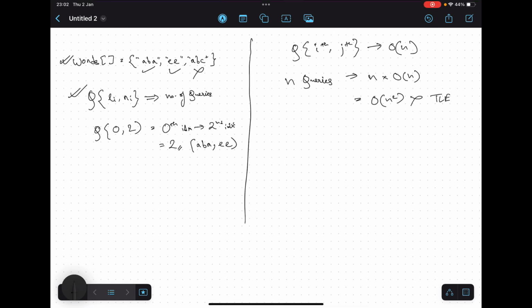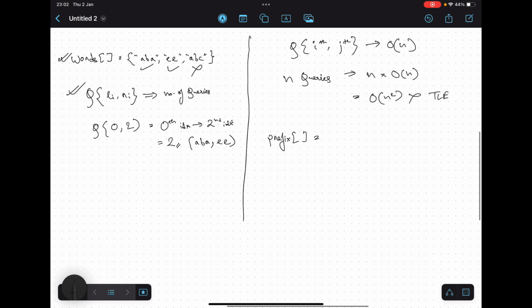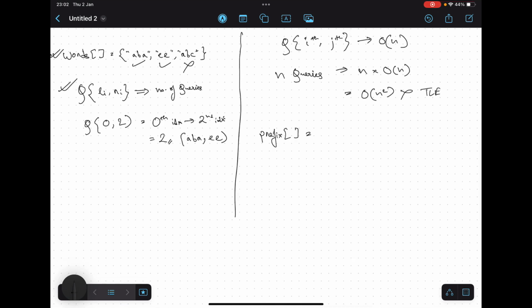So what we can do is, if we store the number of words which are starting and ending with a vowel in a prefix array. So let's say our prefix array will have the count of words which start and end with a vowel up to the ith index. So prefix i would give us the number of words which start with a vowel and end with a vowel from the 0th to the ith index.